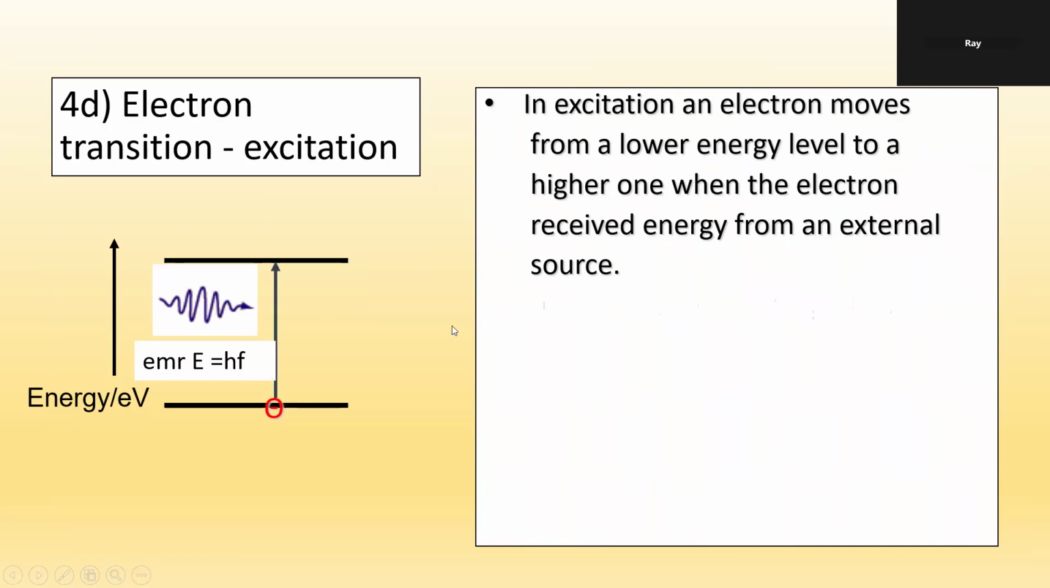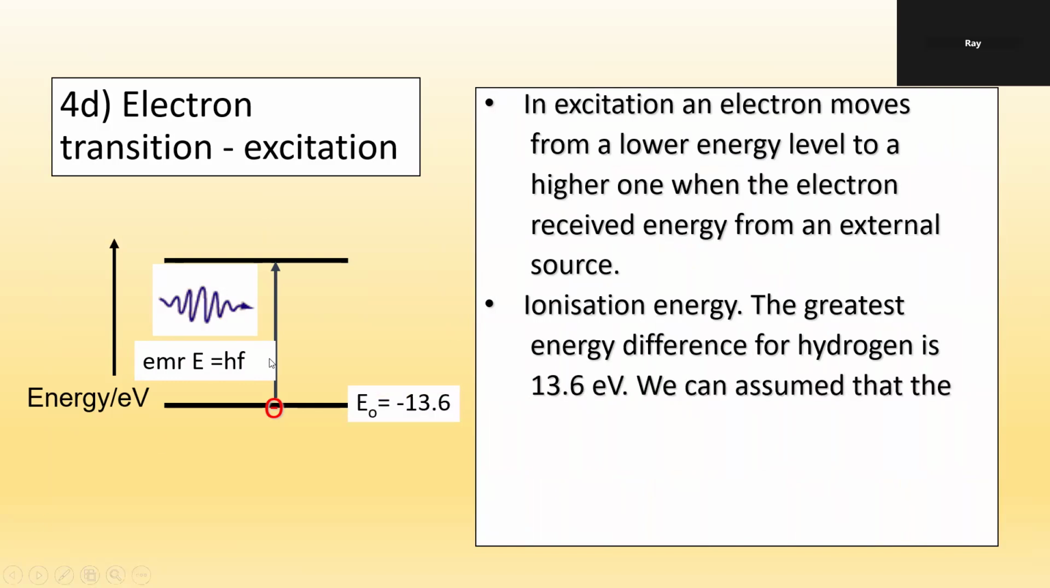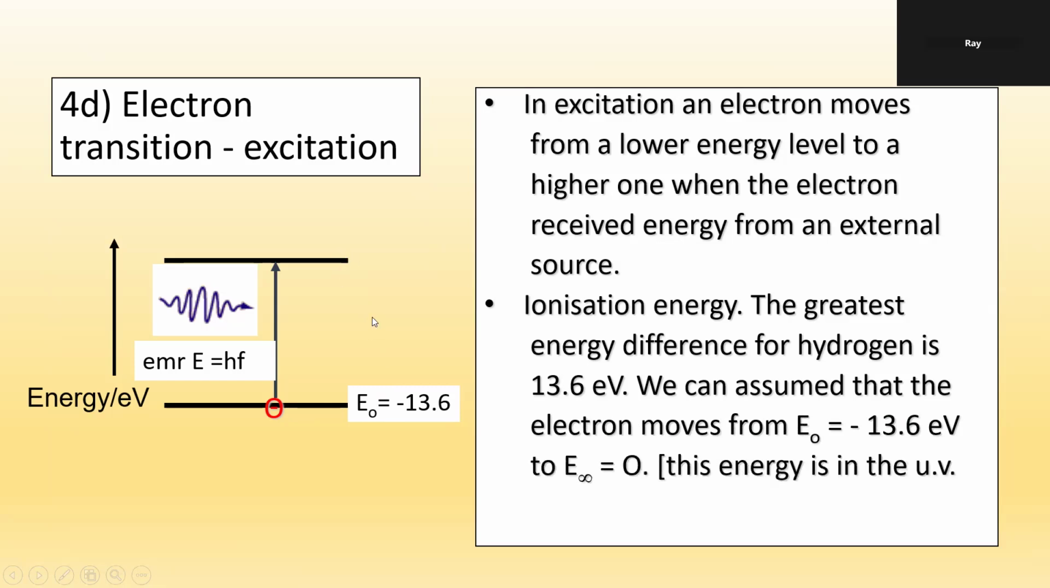Ionization energy is the greatest energy difference. For hydrogen it is about 13.6 electron volts. Right? This is usually what we call E naught, the ground state. And then this one will be E infinity. Right? E infinity is zero energy. So from the ground state to the highest energy level for hydrogen, 13.6 eV is the ionization energy. This is in the ultraviolet region.